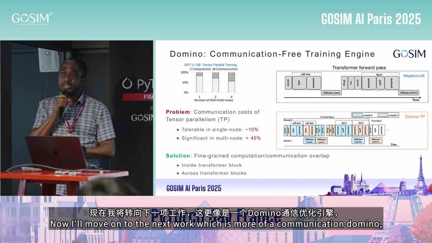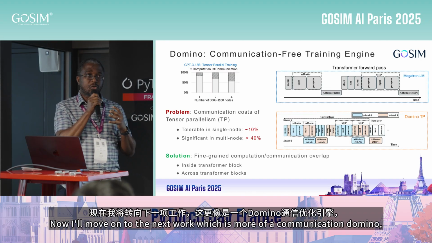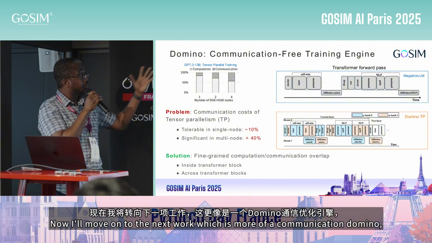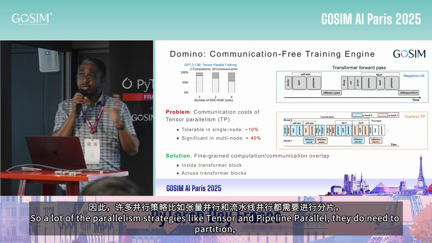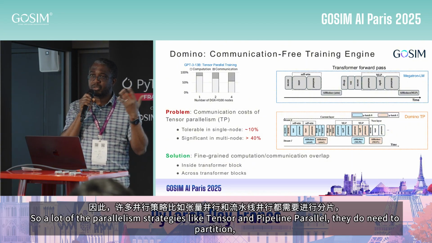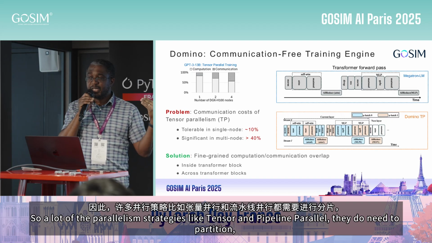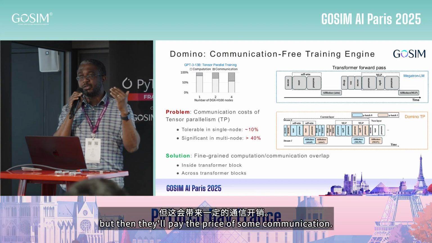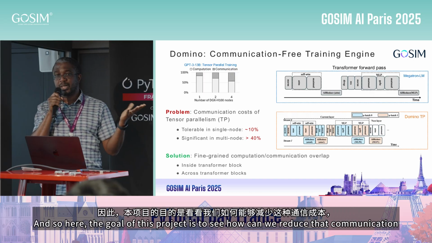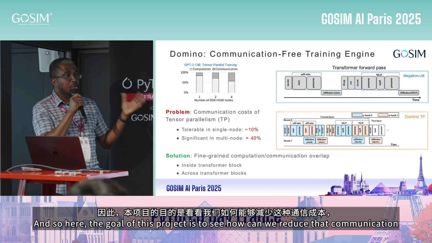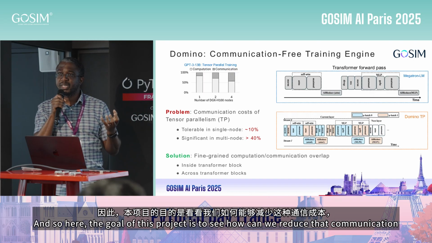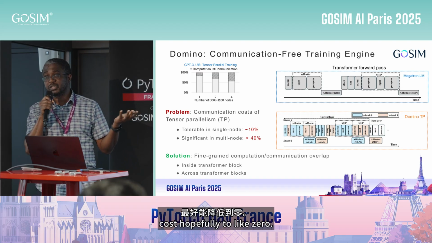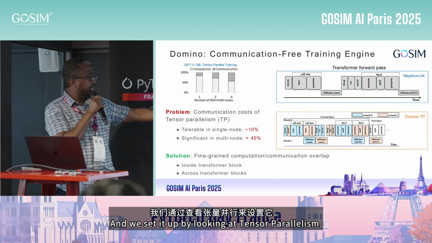Now I'll move on to the next work, which is Domino, communication-free training. A lot of the parallelism strategies like tensor and pipeline parallel partition, but then they pay the price of some communication. And so here, the goal of this project is to see how we can reduce that communication cost, hopefully to 0. And we started out by looking at tensor parallelism.